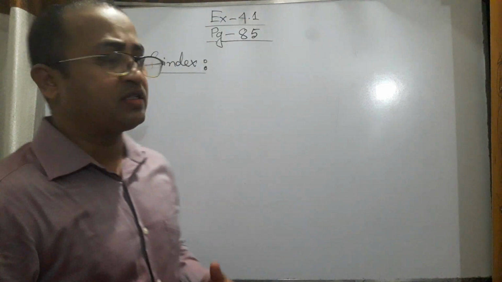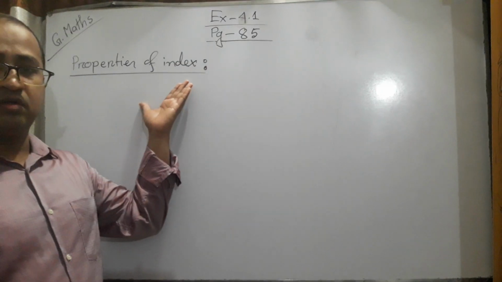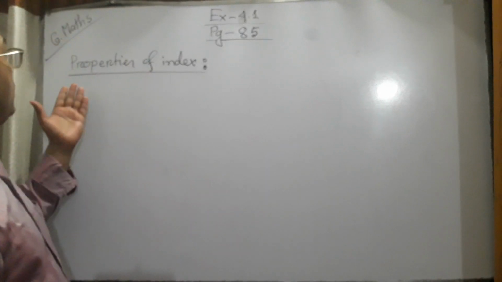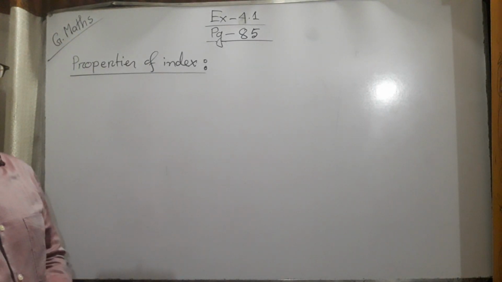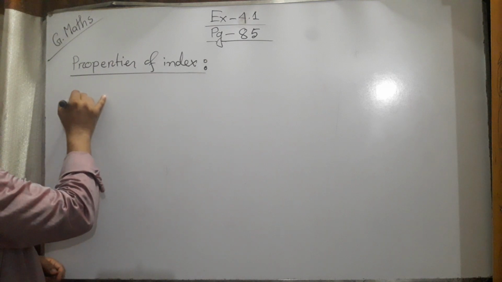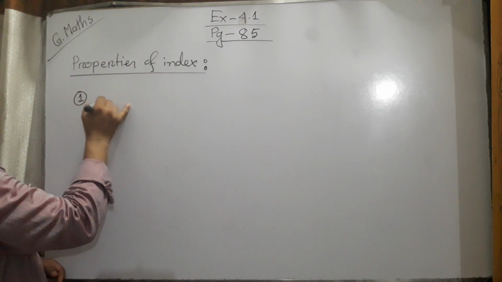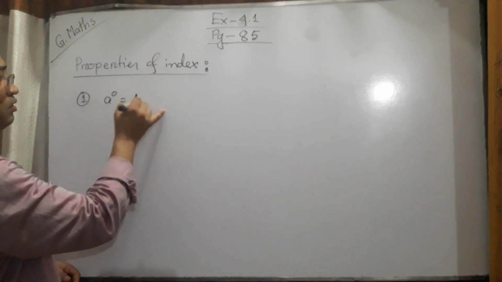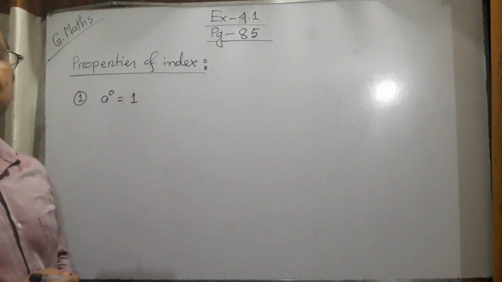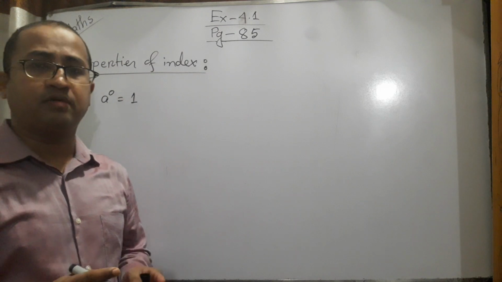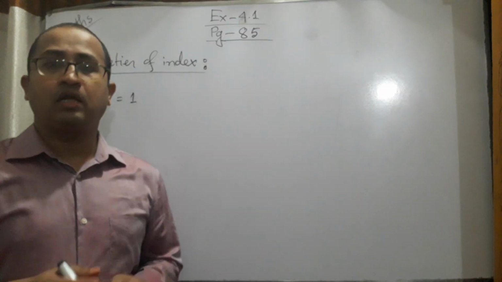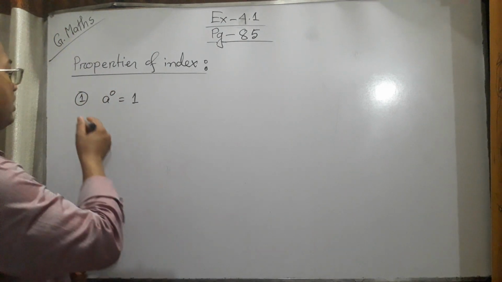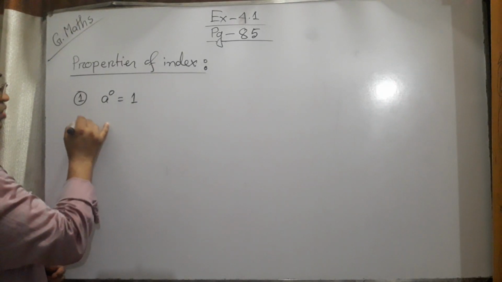Now we will learn some properties of index. Previously we learned laws of index, now we will learn some properties of index. Look, property number 1: a to the power 0 is equal to 1. Any number to the power 0 is equal to 1. Again, two numbers.